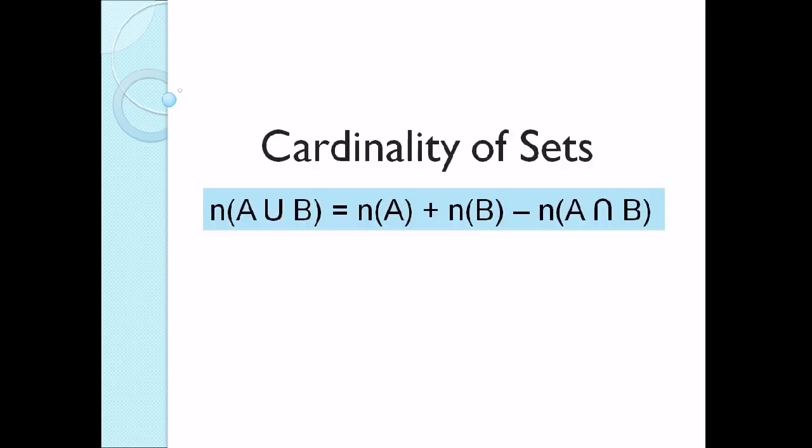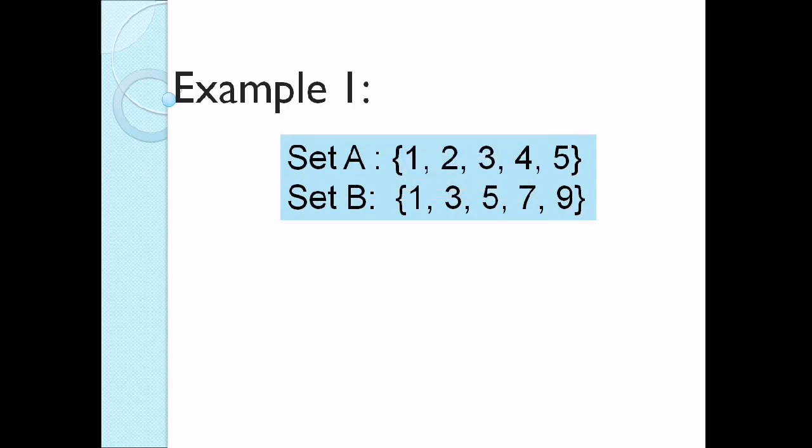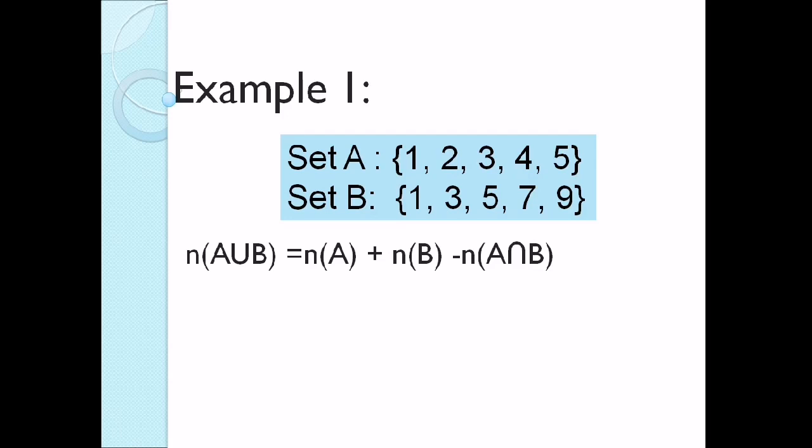Okay, last, cardinality of sets. When we say cardinality, it is the number of elements, and it is given by the formula: the number of A union B equals the number of set A plus the number of set B minus the number of A intersection B. We will get the cardinality of our two examples from earlier. This is the given in example 1.